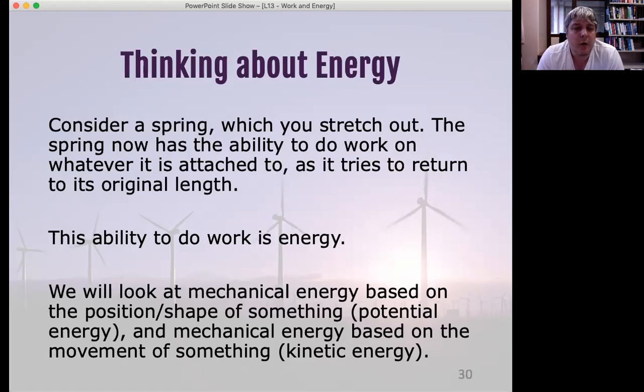What we're going to look at is mechanical energy, which is based on the position or shape of something. We call that potential energy, and mechanical energy based on the movement of something, which we call kinetic energy. There are other types of energy, non-mechanical types of energy, which are chemical and so on. We're not really going to get into those, although we will meet them later on in the course.